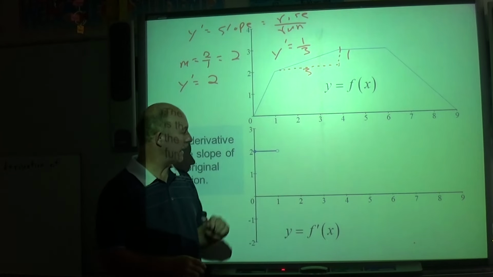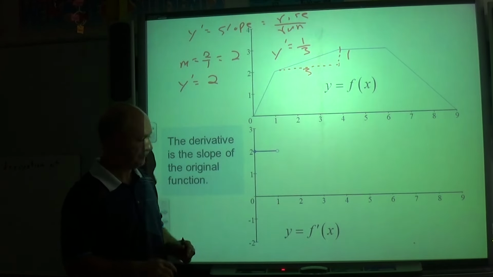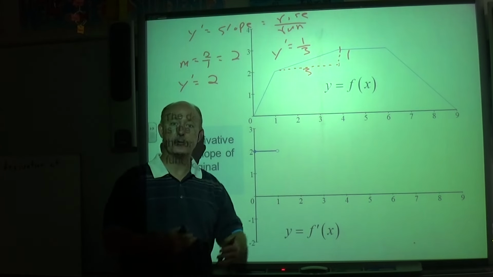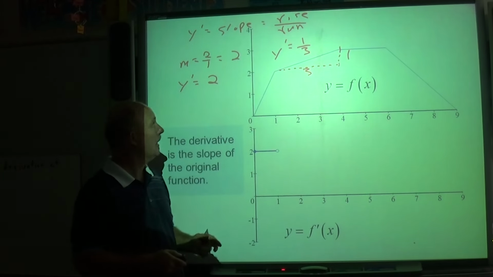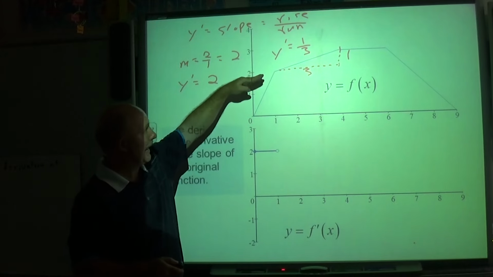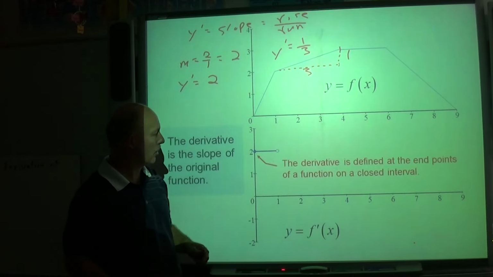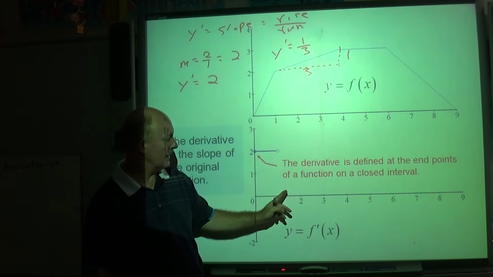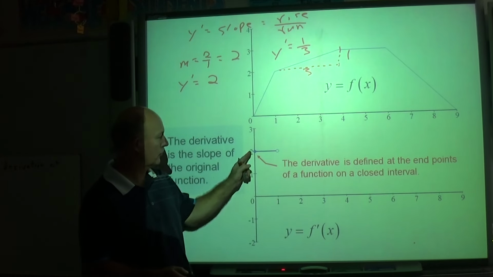So if you look at the graph, we're going to estimate it here on the graph. Where y equals 1/3, that's another horizontal line at 1/3. So you look at the second part of the graph. Once again, I indicated this on the PowerPoint. The derivative is defined at the endpoints of a function on a closed interval. So this is closed.